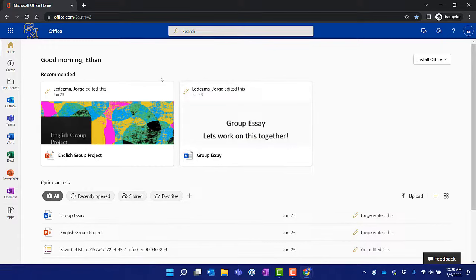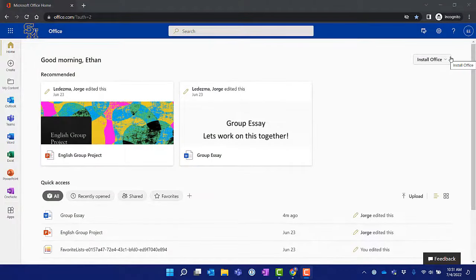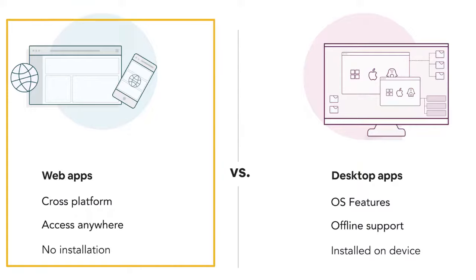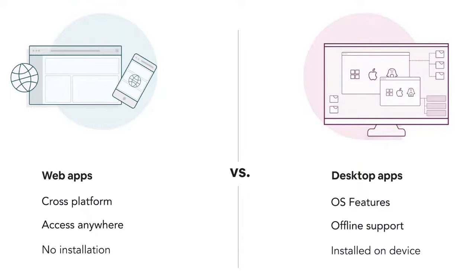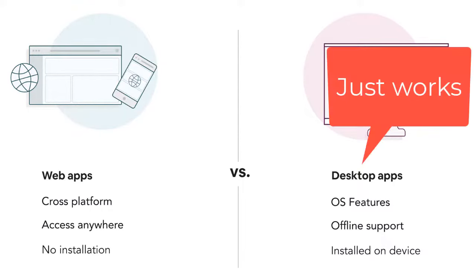The home page here gives me a quick rundown of what I've been working on, recent documents or documents that have been shared with me. So here's something that's really important to understand about Office 365. It's both online and offline. So there's two versions of the major Microsoft applications. There's an online web version, and then there's the desktop version. Now the major difference is that the web version requires you to be connected to the internet, and it works with a web browser. The desktop version doesn't require internet at all because it's installed on your device.